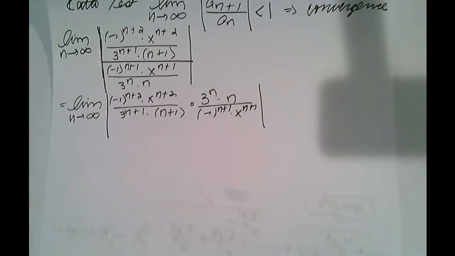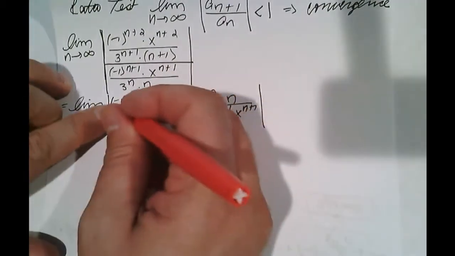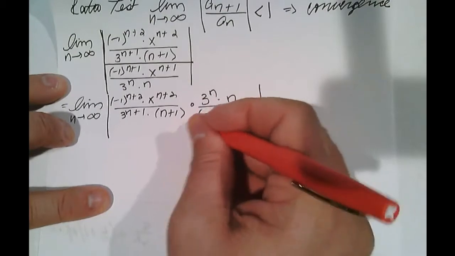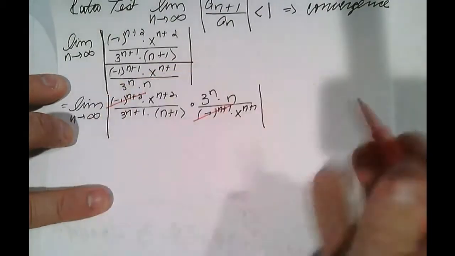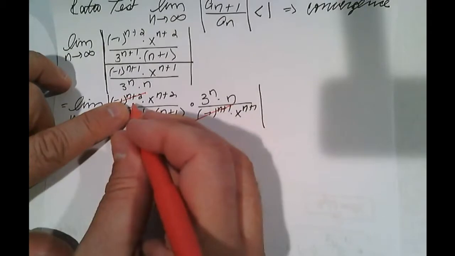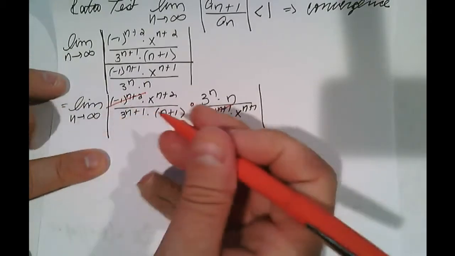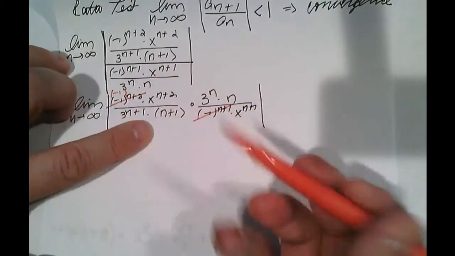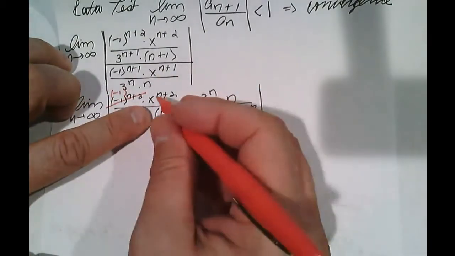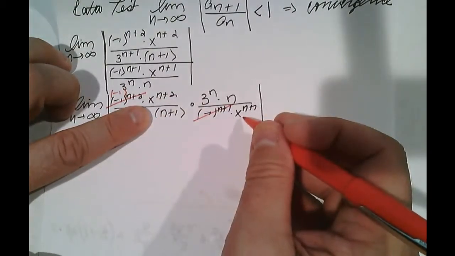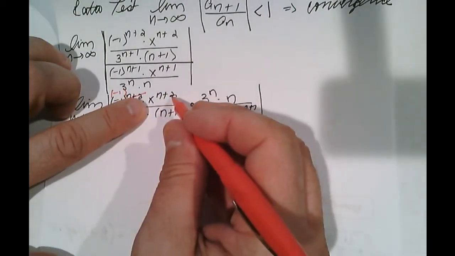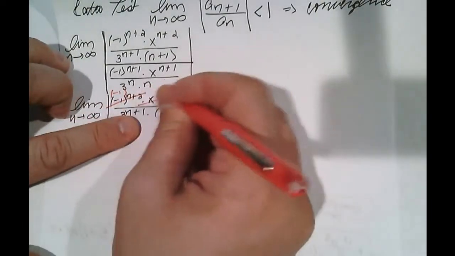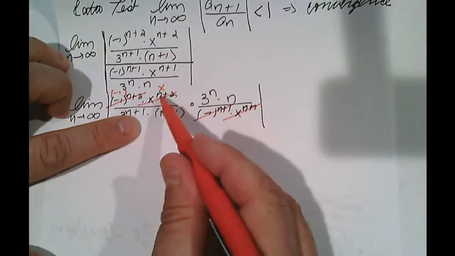And now this is where we start canceling. You have negative 1 to the n plus 2, you have negative 1 to the n plus 1, negative 1 to a power, negative 1 to a power. The power is greater in the numerator by 1, so what survives is negative 1. I have x to the n plus 2 in the numerator, I have x to the n plus 1 in the denominator. The exponent is larger in the numerator than it is in the denominator. We do have cancellation, and what survives is x.